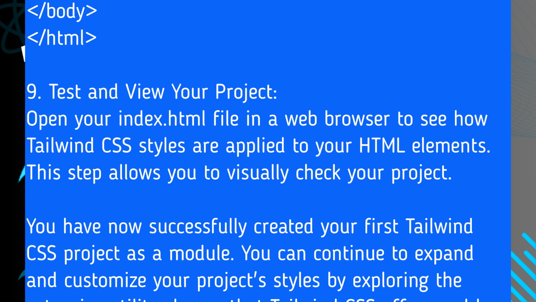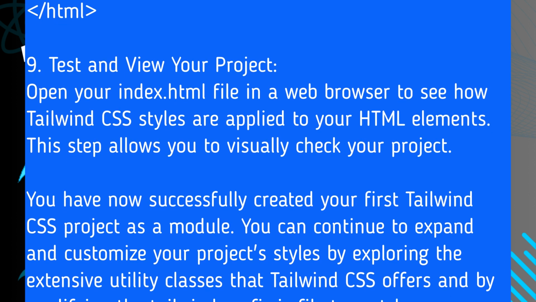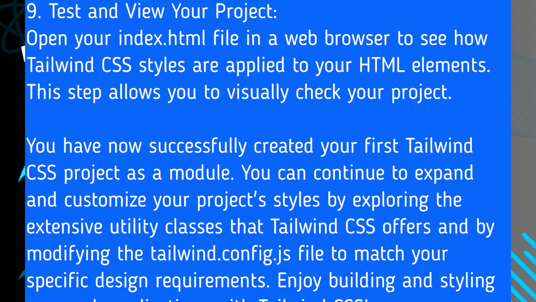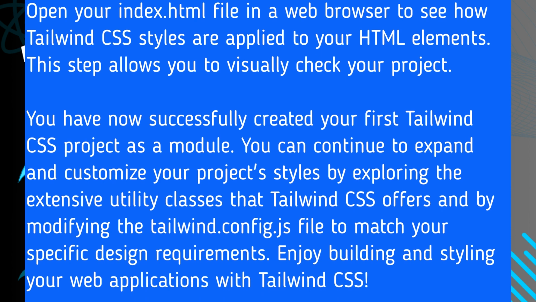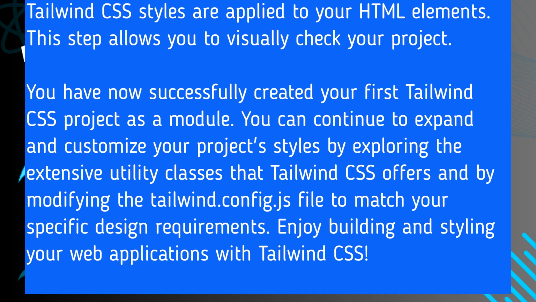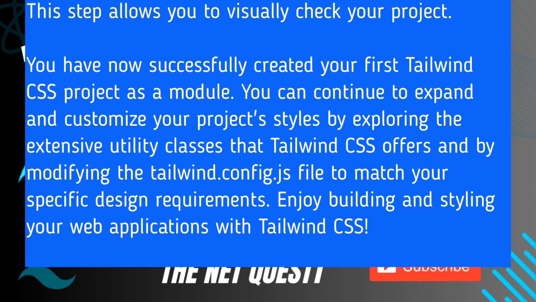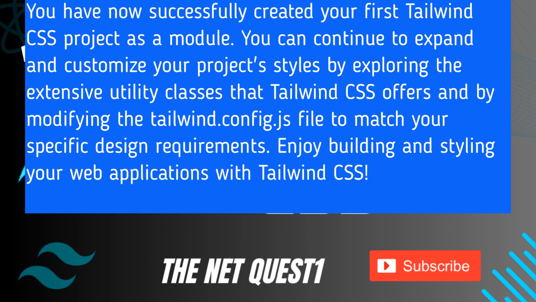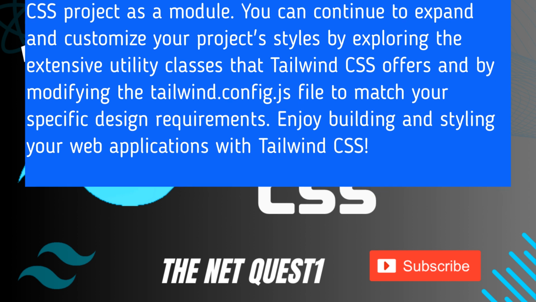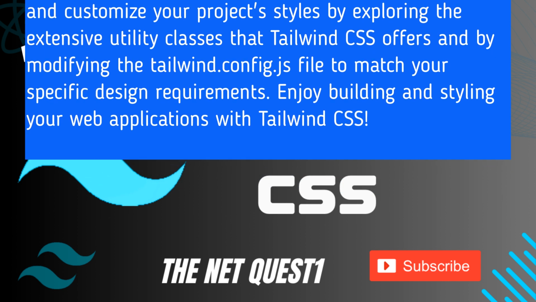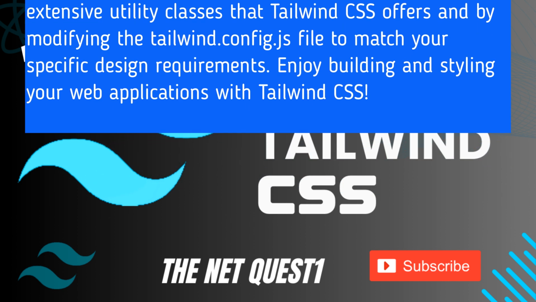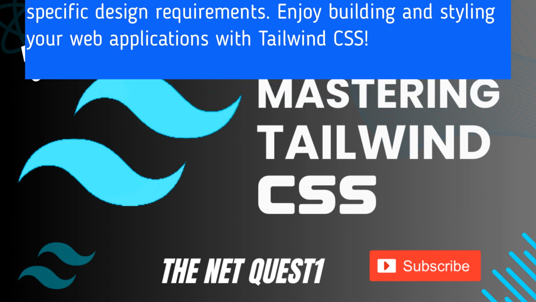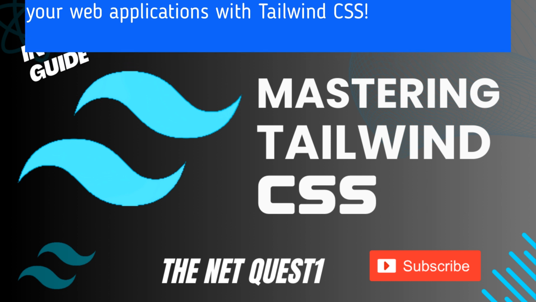9. Test and view your project. Open your index.html file in a web browser to see how Tailwind CSS styles are applied to your HTML elements. This step allows you to visually check your project. You have now successfully created your first Tailwind CSS project. You can continue to expand and customize your project's styles by exploring the extensive utility classes that Tailwind CSS offers and by modifying the tailwind.config.js file to match your specific design requirements.